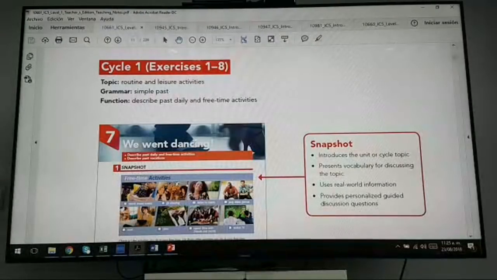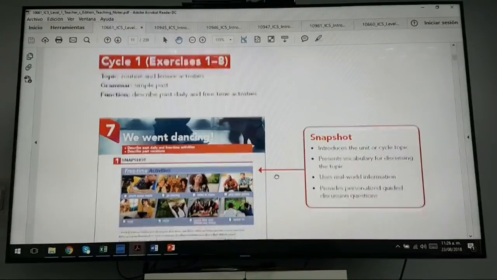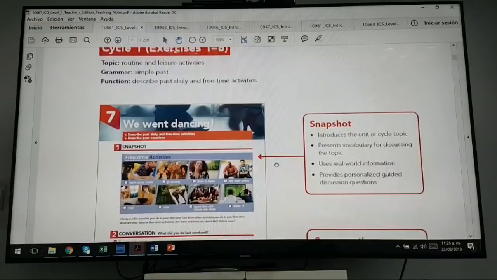It presents vocabulary for discussing the topic, uses real world information, and I think that's very important because we want our students, and you want your students, to be in contact with language that is familiar to the real world application. It provides personalized guided discussions and questions, which you will find here. We're going to come back to that later. Then there's a section for conversation.